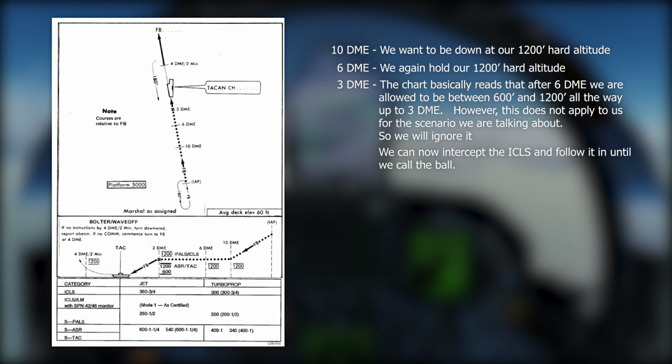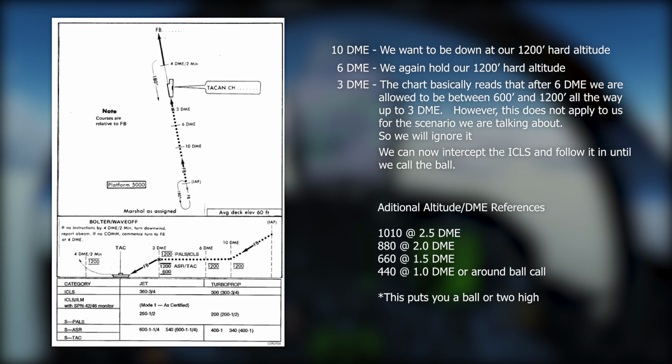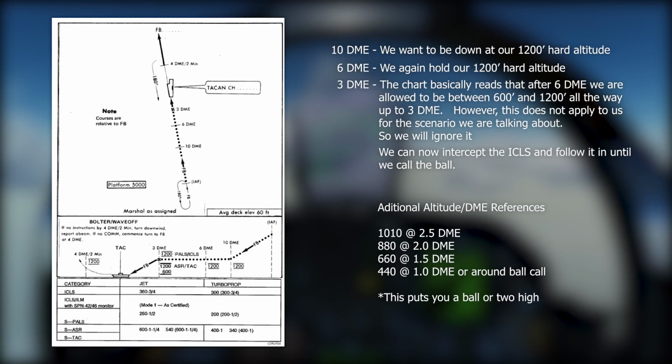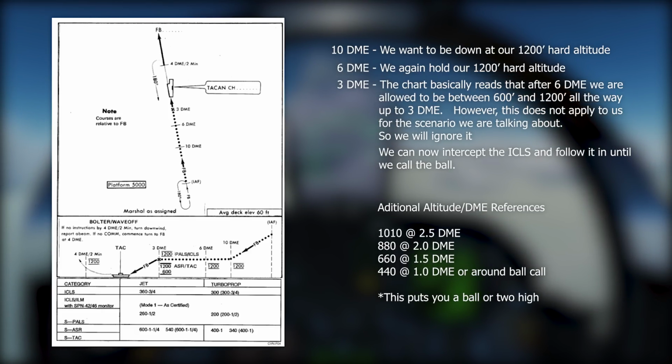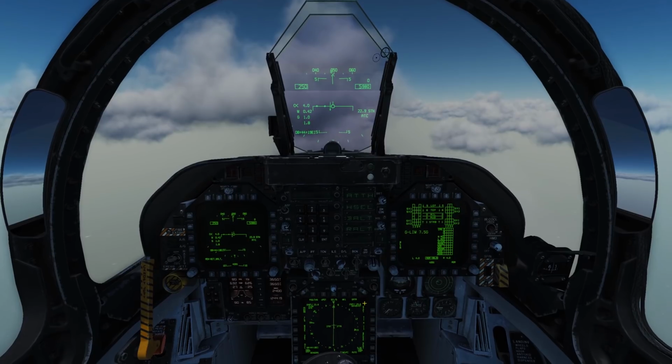Now the approach chart doesn't have the following DMEs that I'm going to give you, but these are some numbers for you to remember in case you're doing the approach without ICLS. You should be at 1010 feet at 2.5 DME, 880 at 2, 660 at 1.5, 440 at 1, or around calling the ball. This puts you a ball or two high, so you'll have to work that down as you do your approach. Luckily for us, ICLS isn't something that fails in DCS, at least in any mission I have seen yet. But maybe this information is helpful if somebody makes a mission later on where this occurs. Who knows?